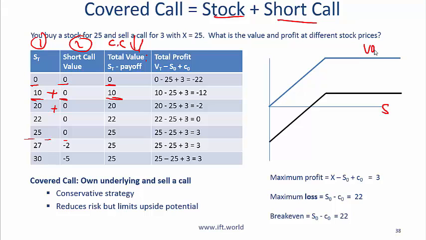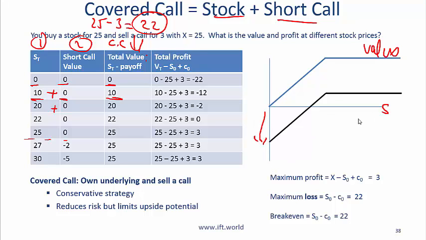That total value is depicted by this blue line. So blue line is the value of the covered call. Then what is the profit? The profit would simply be the value minus the investment. So what was your net investment at time 0? You bought a stock for 25 and then you got 3 by selling the call. So what was your net investment? 22. So this black line is simply a shift down by 22.